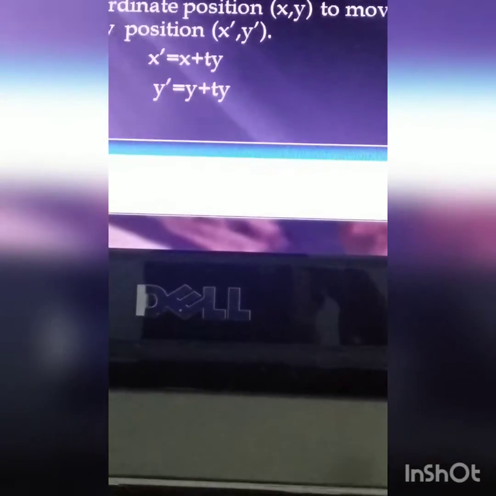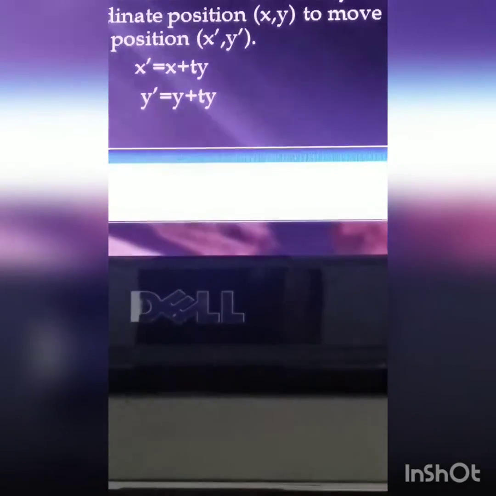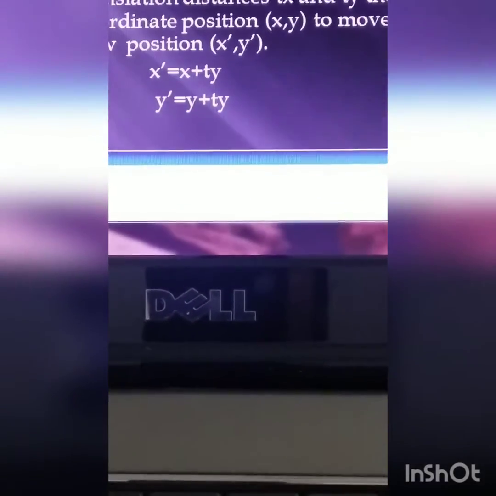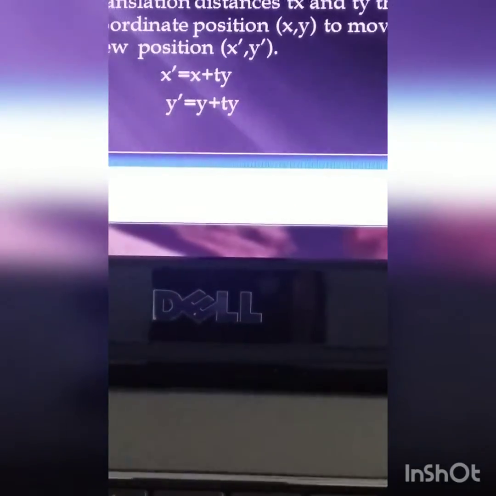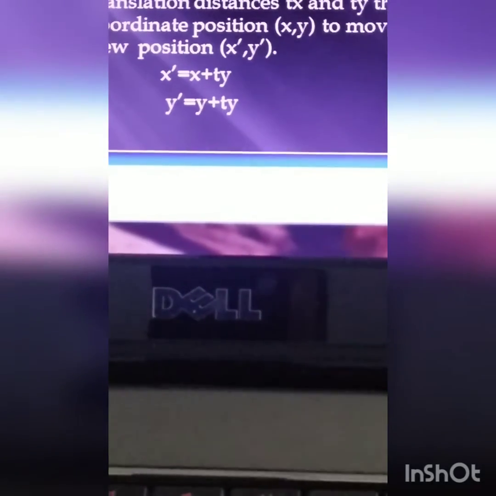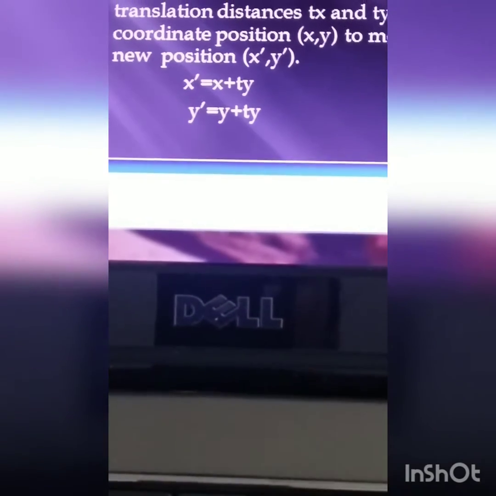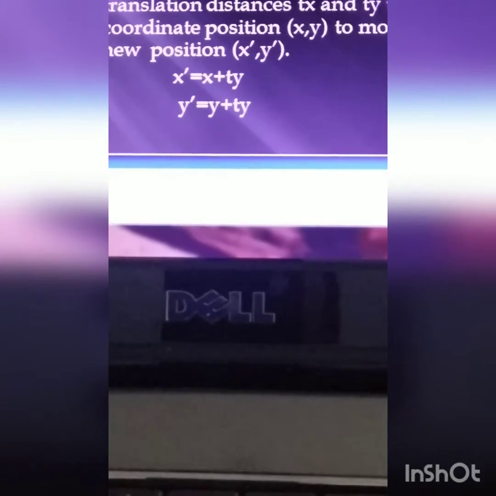You can see it. X dash is equal to x plus tx and y dash is equal to y plus ty. So here x dash is the translation coordinate and x is the original coordinate. So we are adding the translation distance tx to the original coordinate to get the translation coordinate x dash, and also it is the same in the case of the y coordinate. Also we are adding the original coordinate, that is y, to the translation distance, and we are getting the translation y coordinate, that is y dash.